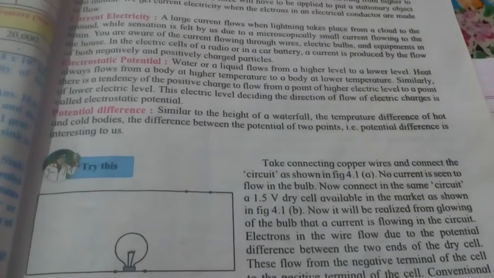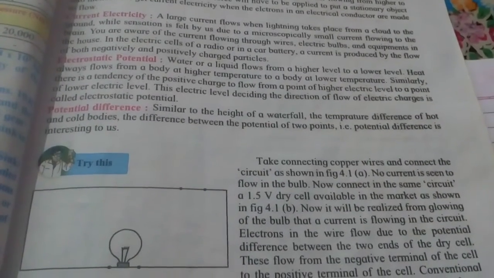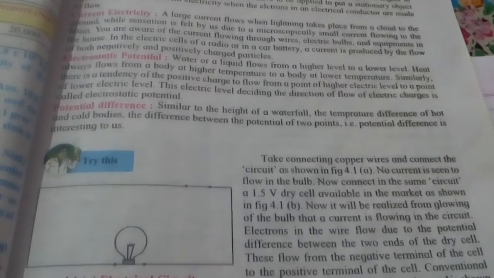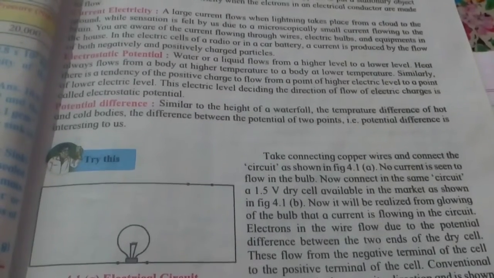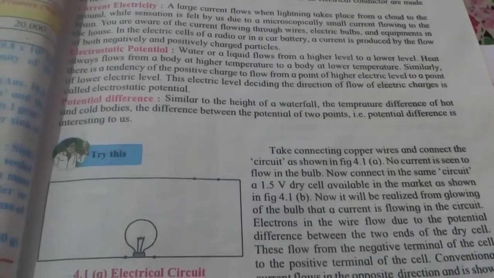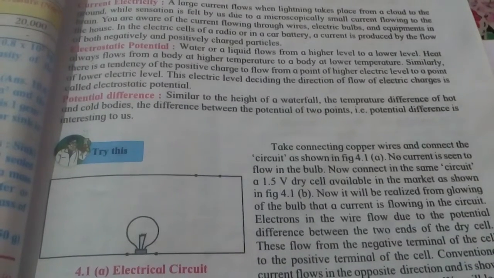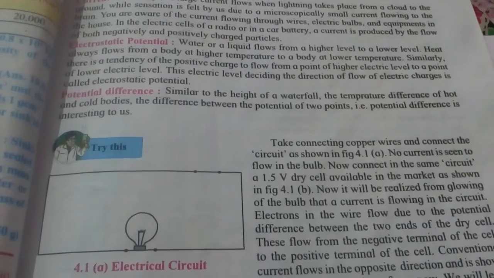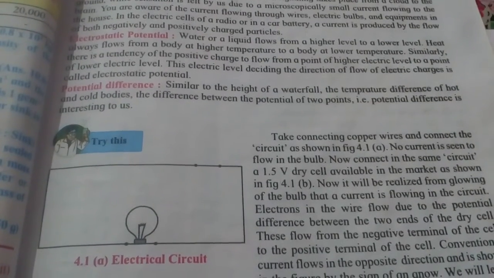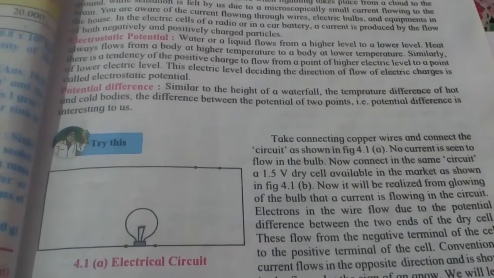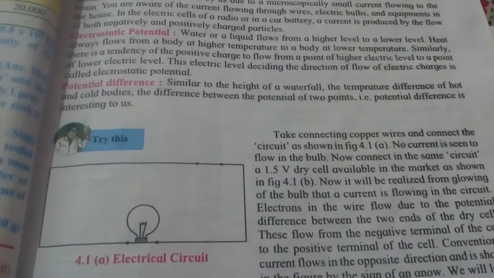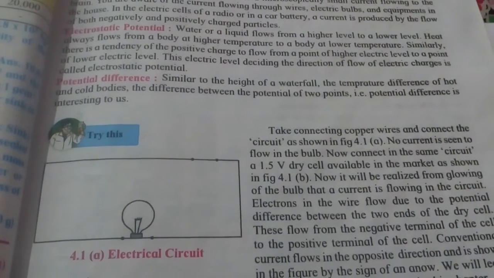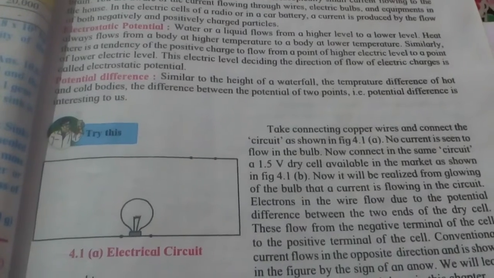Hope you have understood the meaning of electric potential. It is nothing but the flow of liquid from a higher level to a lower level, or the flow of heat from a body with higher temperature to a body with lower temperature. Then there can be the flow of positive charge from a higher electric level to a lower electric level. So this direction of flow of electric charges will be known as electrostatic potential.